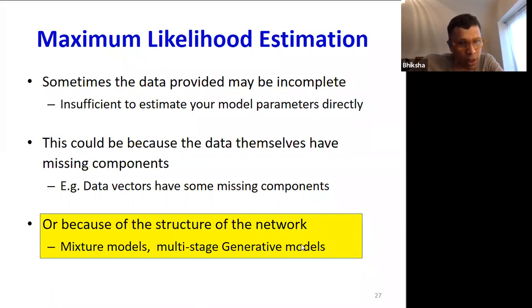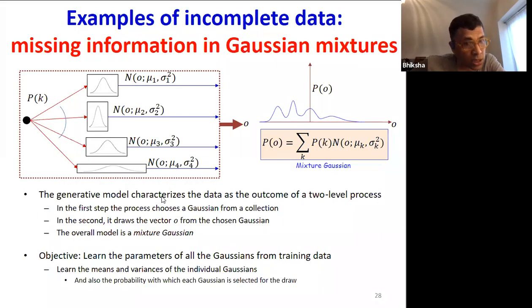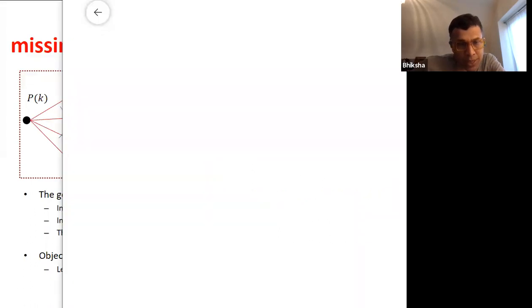Read this as a Bayesian network model over here, right? So you can have missing components because of the structure of the model. Now, how many of you are familiar with the notion of a Gaussian mixture? Raise your hands. Not very many, apparently.